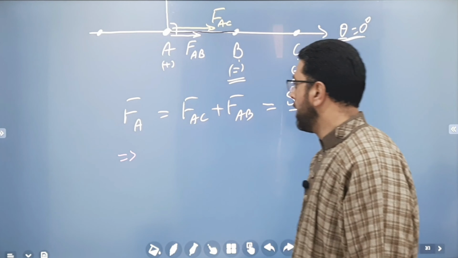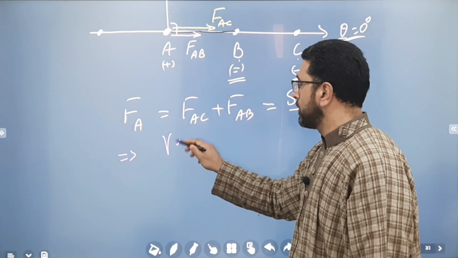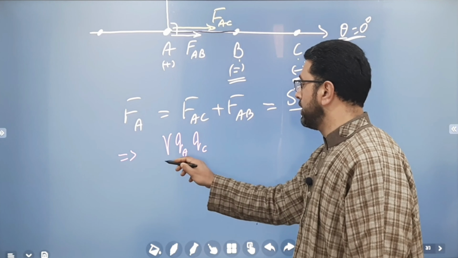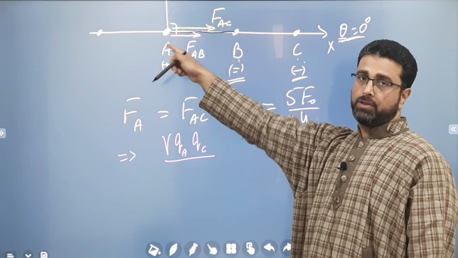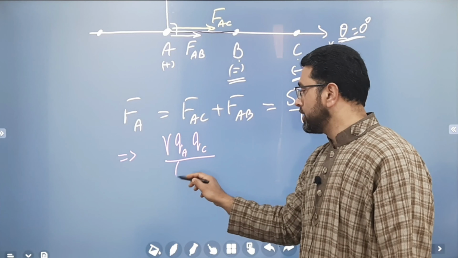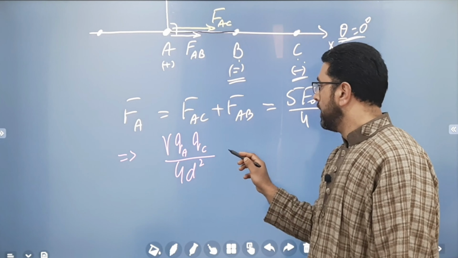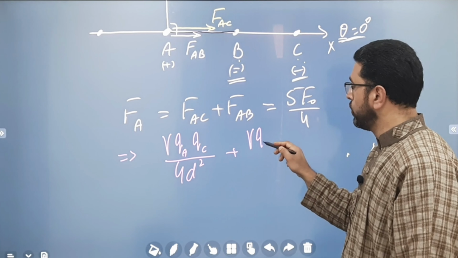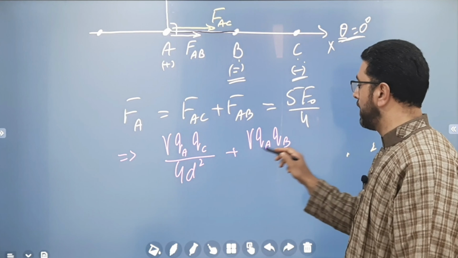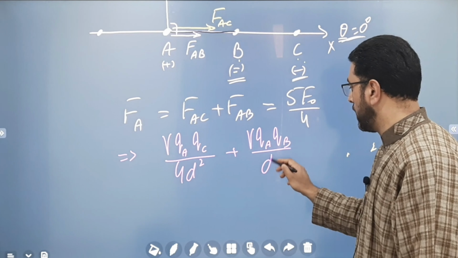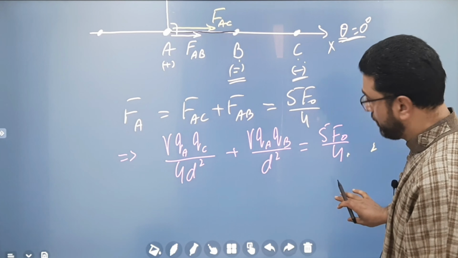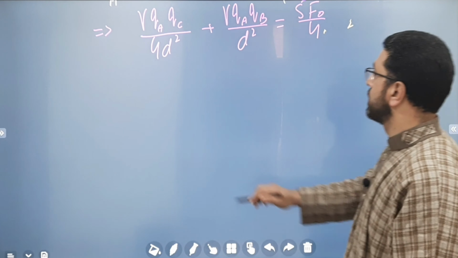This implies the force between A and C is gamma QA QC divided by (2D) squared, since A and C are separated by 2D distance. Remember that? And 2D squared is 4D squared. Plus gamma QA QB divided by D squared, as A and B are separated by distance D. So I'll write this is equal to 5 times F0 divided by 4. Now we'll massage this equation a bit.